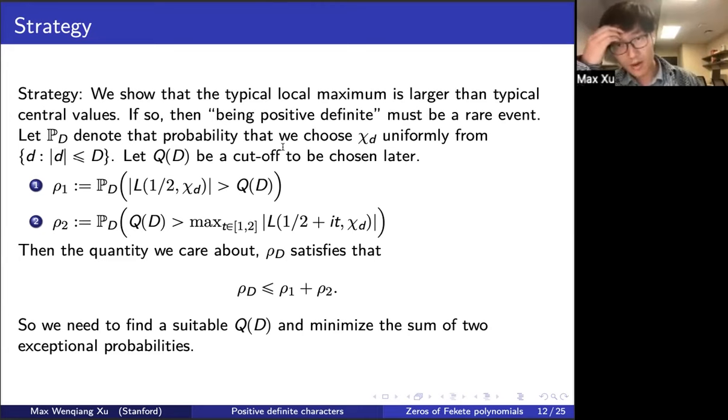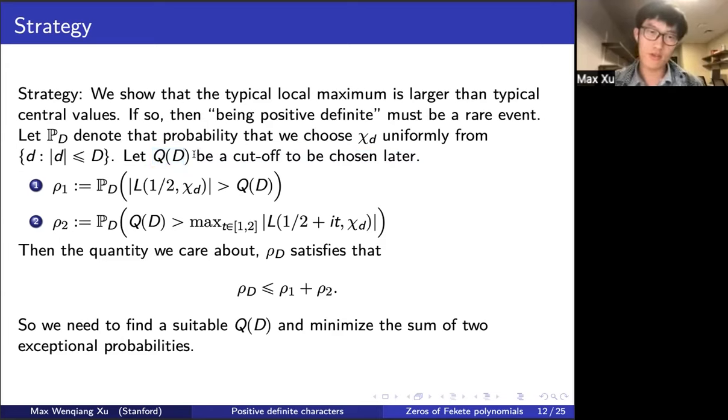Right now, at least in our write-up, we work with a family of χ_d, not just focusing on primes. For primes, I think, conditionally, it should be very easy to adapt our result. Unconditionally, you might need some extra effort, but in this talk let me just focus on a general family of conductors. And then Q_D is the quantity we will choose later.